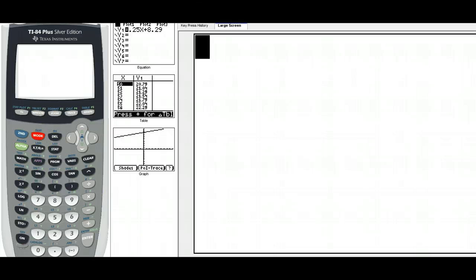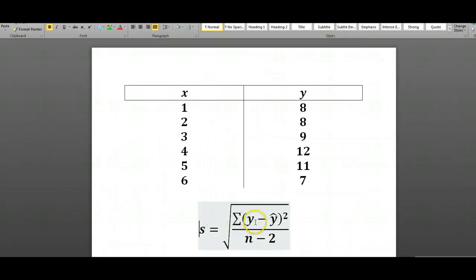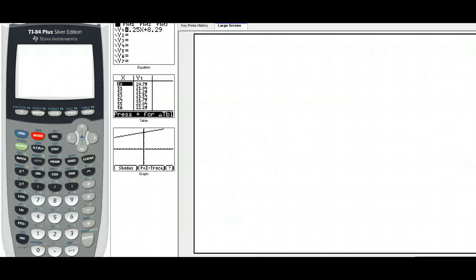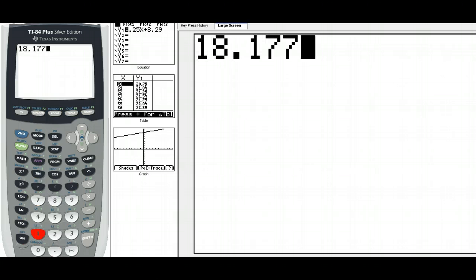And we can go ahead and start calculating this equation right here. We have the numerator. Now we saw that there were 6 items in our data set, but we want to divide this numerator by n minus 2. So 6 minus 2 is 4. So that number that we just found, 18.1771, we're going to divide by 6 minus 2, which was 4.